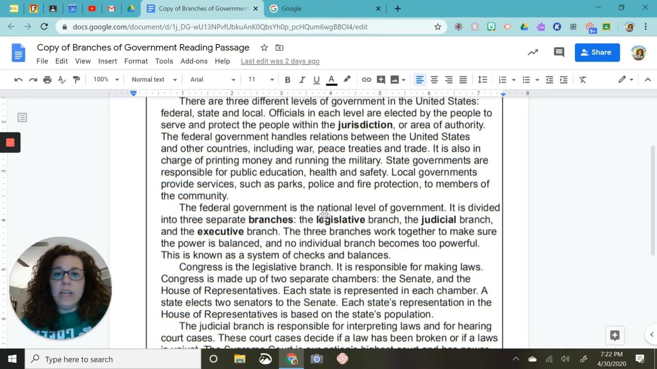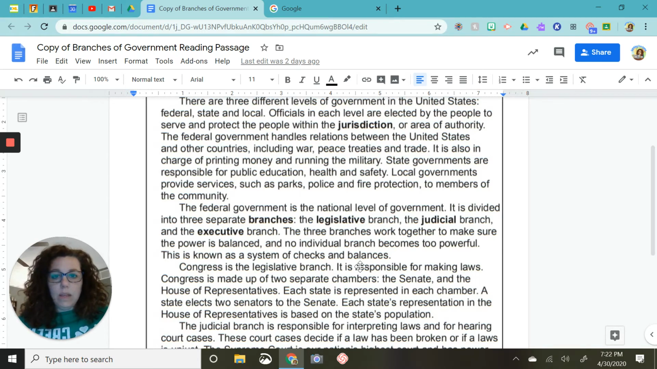The federal government is the national level of government. It is divided into 3 separate branches: the legislative branch, the judicial branch, and the executive branch. The 3 branches work together to make sure the power is balanced and no individual branch becomes too powerful. This is known as a system of checks and balances.